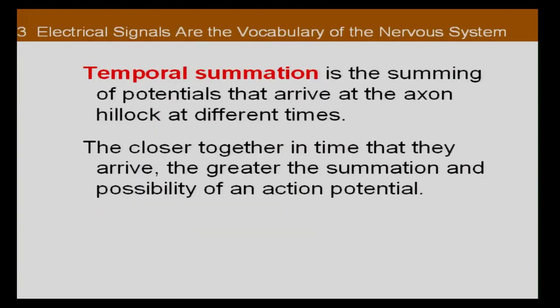The second kind of summation that you need to be familiar with, this is all covered in your book also very, very clearly, I think, is called temporal summation. And that is the summing of potentials that arrive at the axon hillock at different times. Not very spaced out, but at different times in close temporal proximity. The principle is, the closer together in time that they arrive, the greater the summation and the possibility of an action potential.